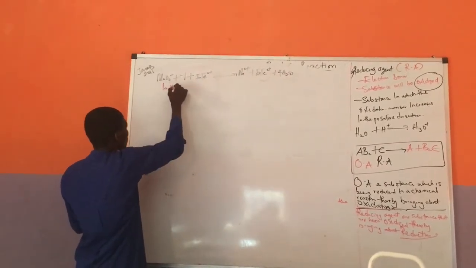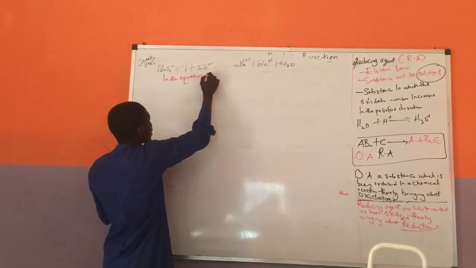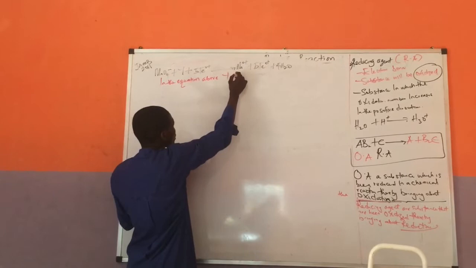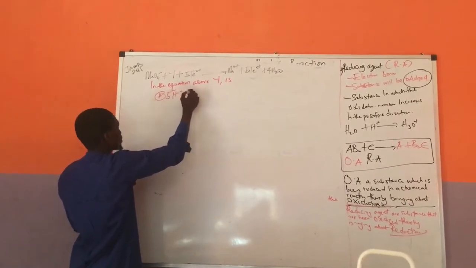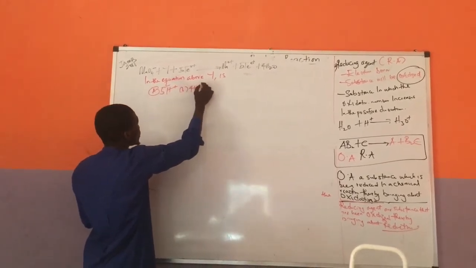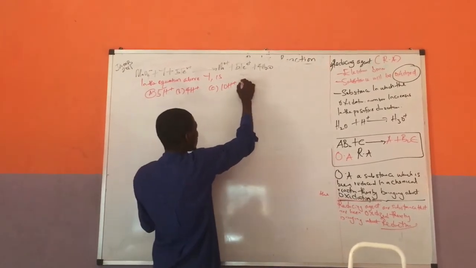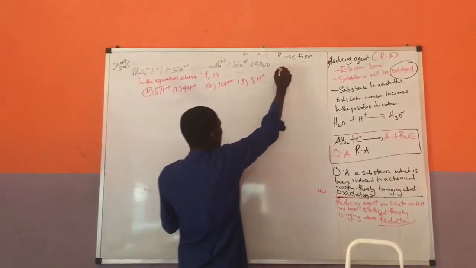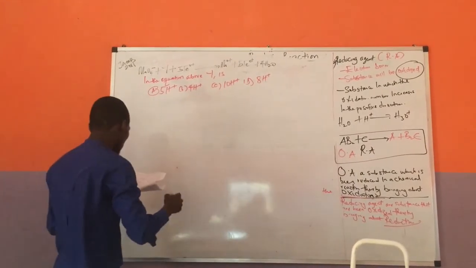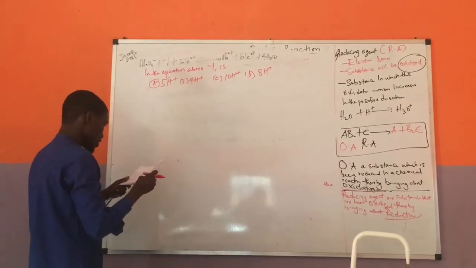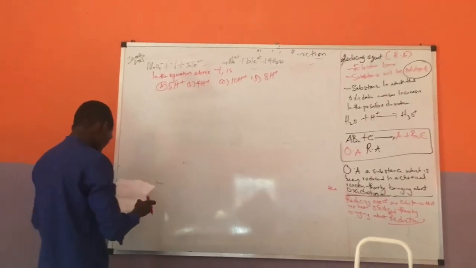Say in the equation above, Y is A, hydrogen ion, B, 4 hydrogen ion, C, 10 hydrogen ion, D, 8 hydrogen ion. So we have, okay, Jamb 2011. Another question, okay.